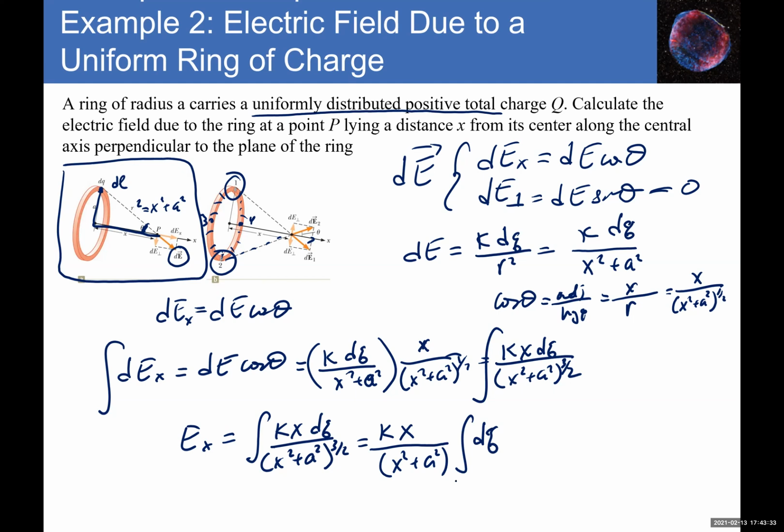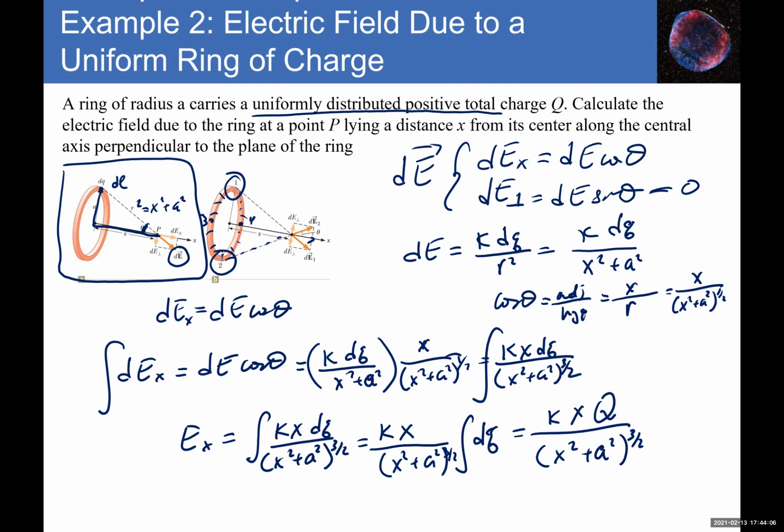And that means everything can just come out. This is 3/2, and the dq just stays there, and I can just integrate for that. The integral of dq is nothing but q, the total charge q. So this becomes k x q over x squared plus a squared to the 3/2. And that's basically my calculation for the electric field at that point x due to this ring.